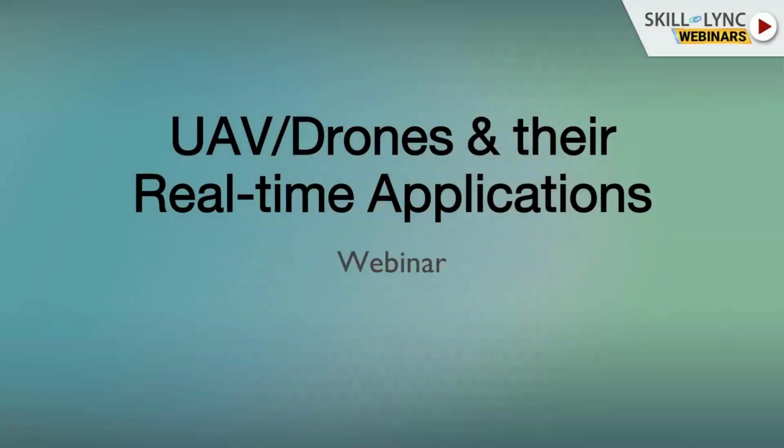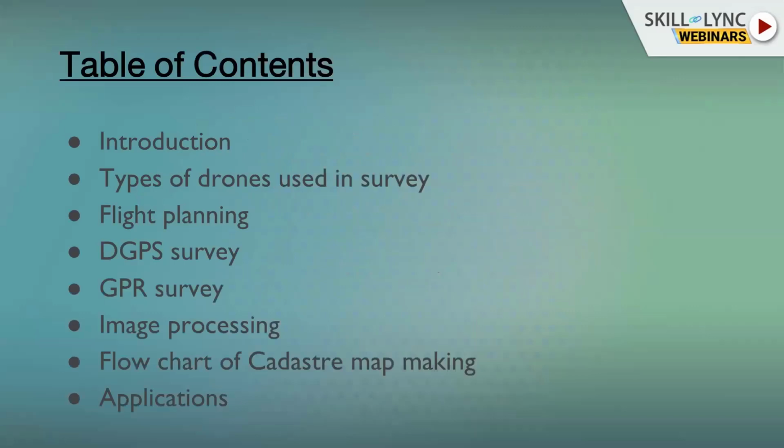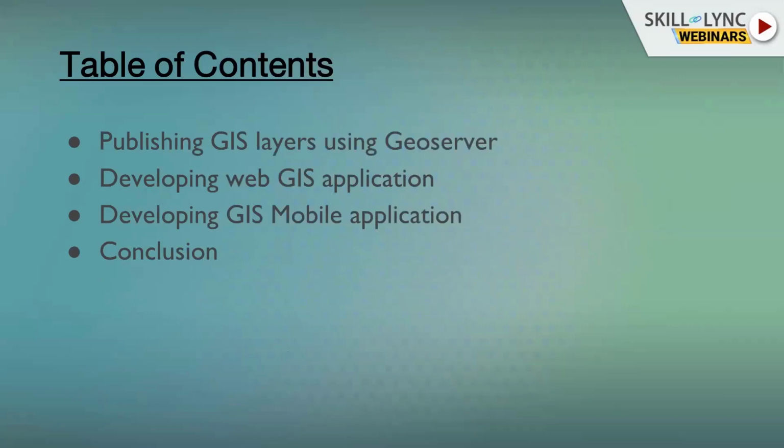Today I'm presenting UAVs or drones and their real-time applications. Now we will see the table of contents. Firstly, we will go through the introduction, types of drones, flight planning, types of surveys, how we do image processing, how to prepare a pedestrian map and its flowchart, and the applications. And after getting the data, how to publish it and make web applications or mobile applications, all those things.